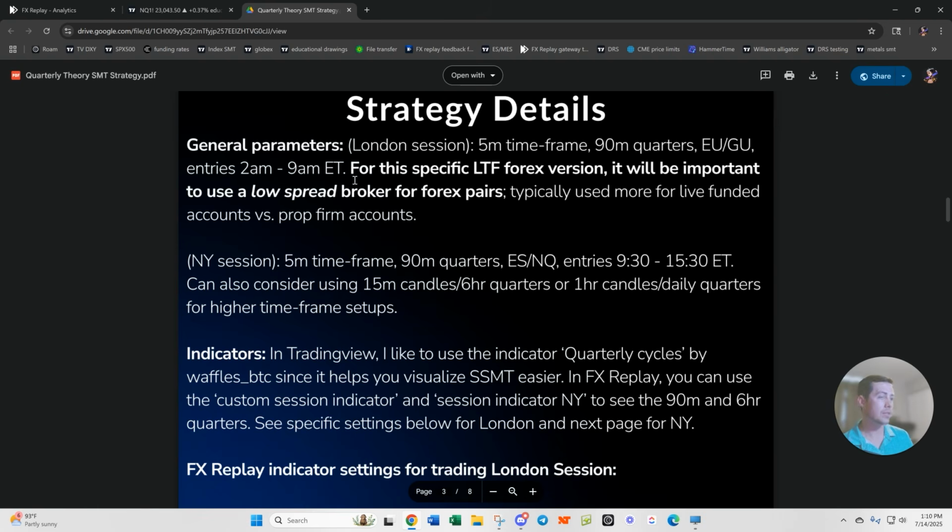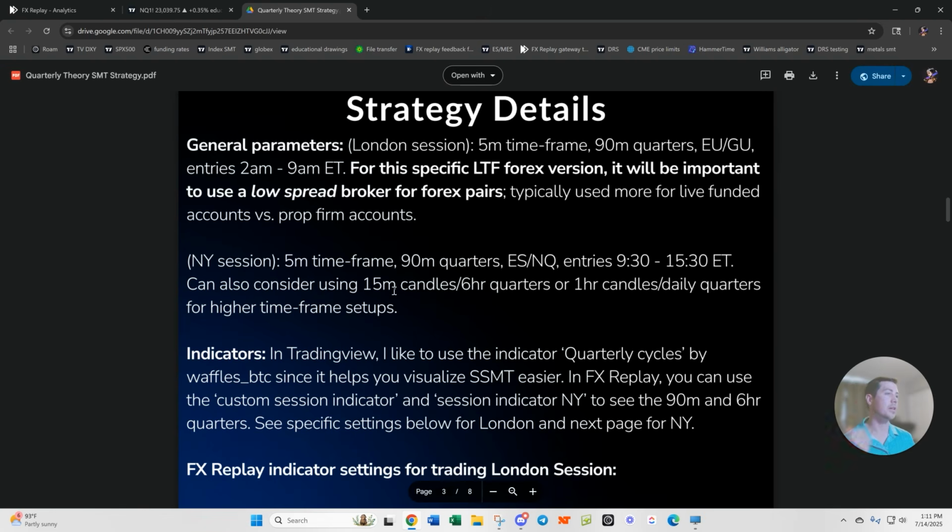If you're trading in London, which I went over on Friday, you're going to want to make sure and use a low spread broker. I think IC Markets and Pepperstone are a couple good options for that because you're going to need low spreads to trade this effectively in Forex. But for indices, futures obviously have super tight spreads.